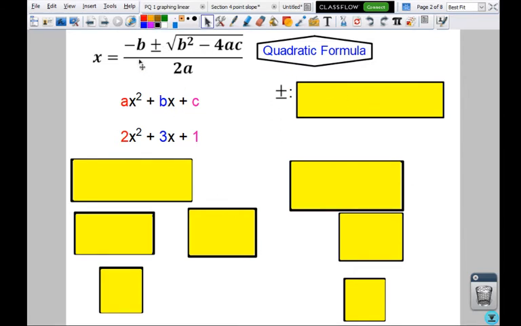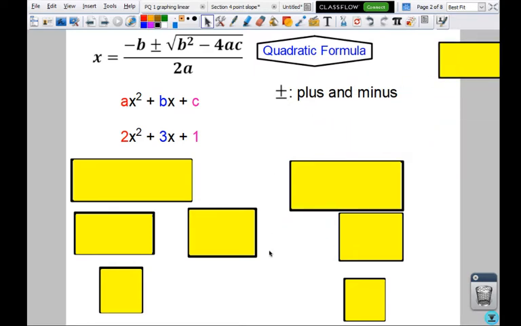Alright, so to start with, I have this negative b, and then I have this plus minus thing. That is plus and minus, and what it means is we have two problems that we're going to be doing. After a while we won't really split it up till the end, but I split it up a little bit earlier this time. You'll see how this works.